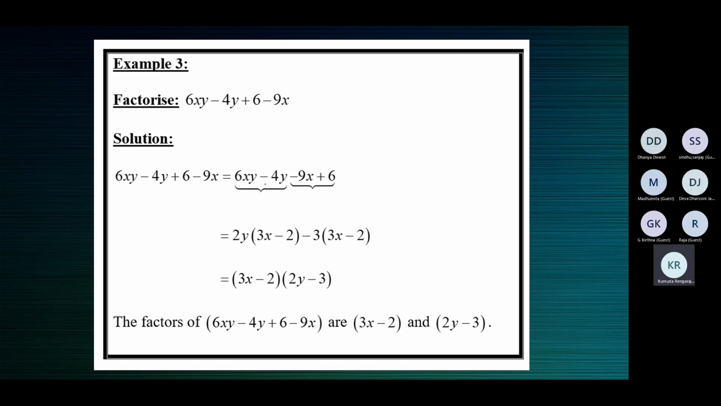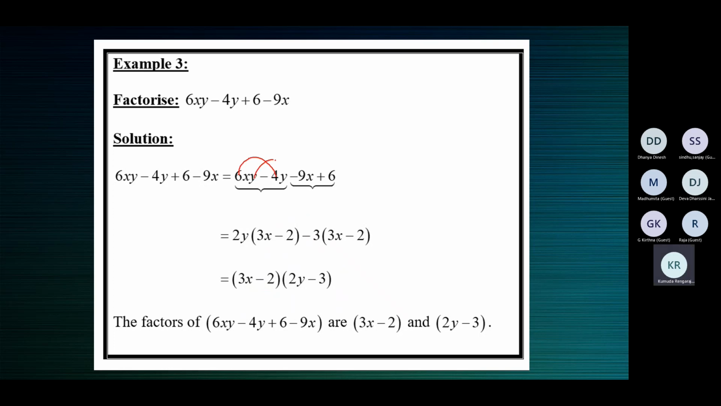So the first step is to group the first two terms. Sometimes we have to rearrange and group. We'll understand that when we get a situation like that. So here we can group the first two terms and the last two terms. The HCF of the first two terms is 2y, because the HCF of 6 and 4 is 2.